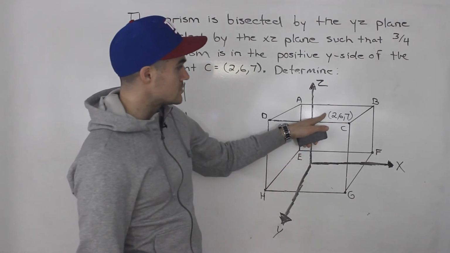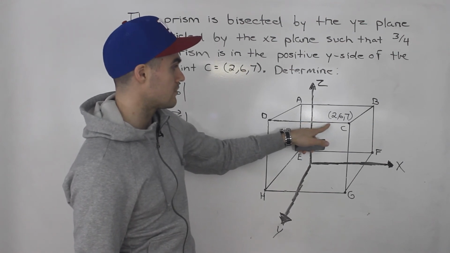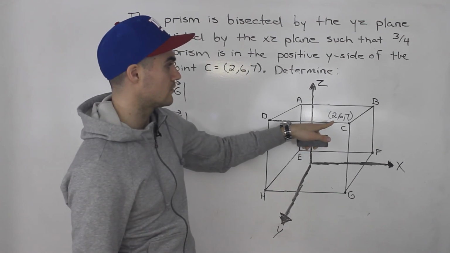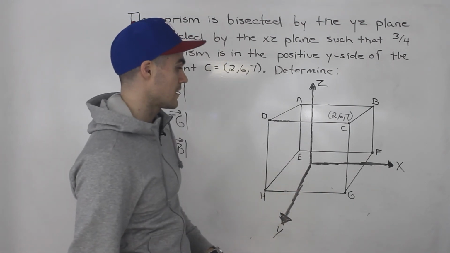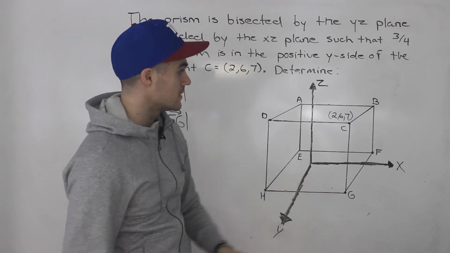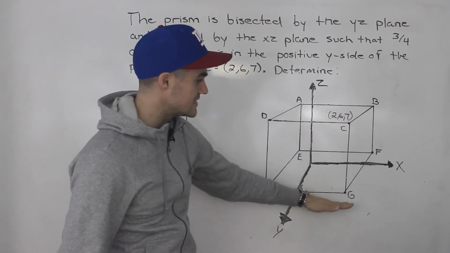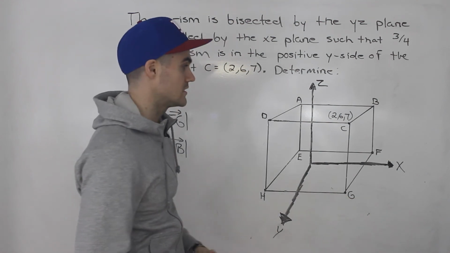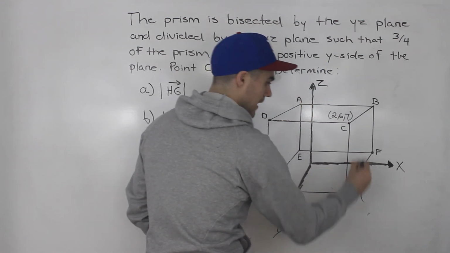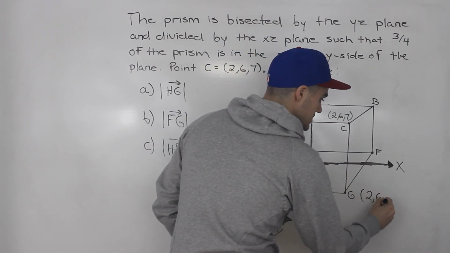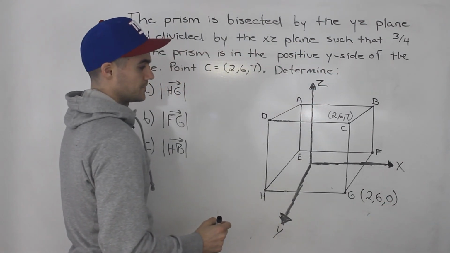So we got (2, 6, 7) here. And notice how with this point, we can find out the coordinates of a couple of other points before even using the information in the sentence. So I'm going to start off with this point G. We can take this point (2, 6, 7) and shift it down where the Z value is going to be 0. So this point G is going to have the same X and Y values of 2 and 6, but it's going to have a Z value of 0.